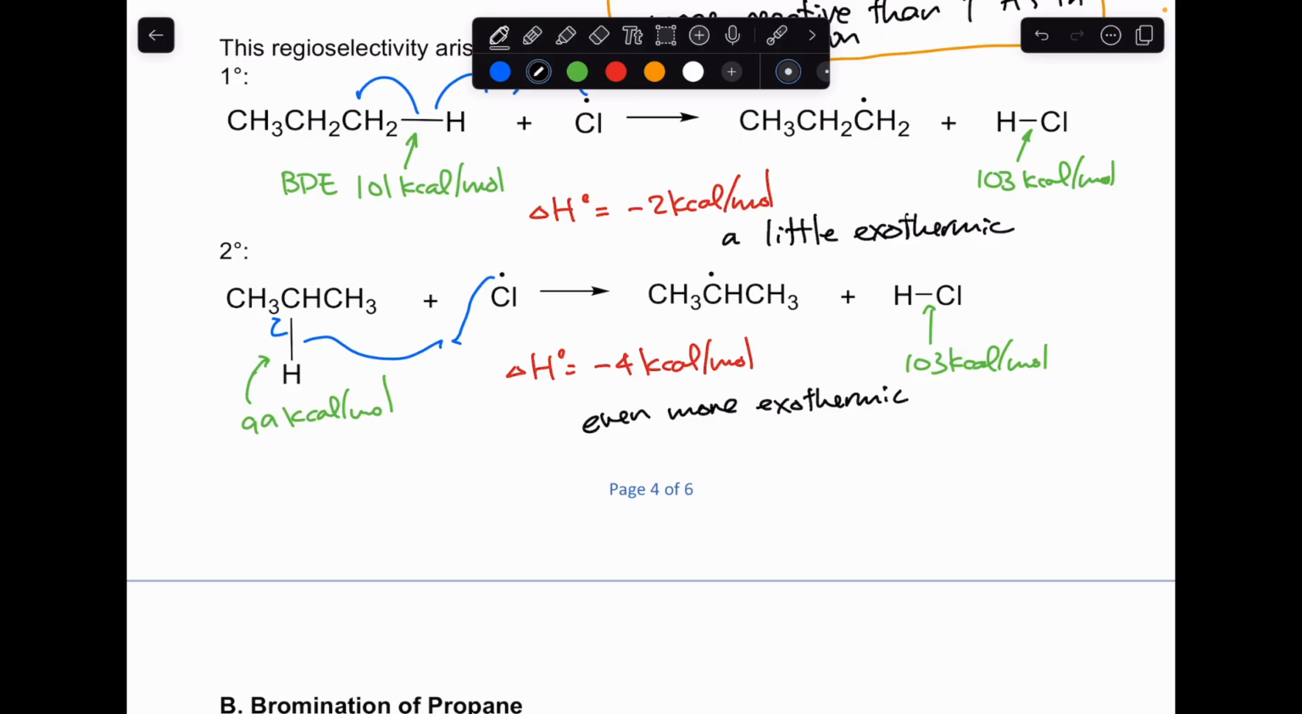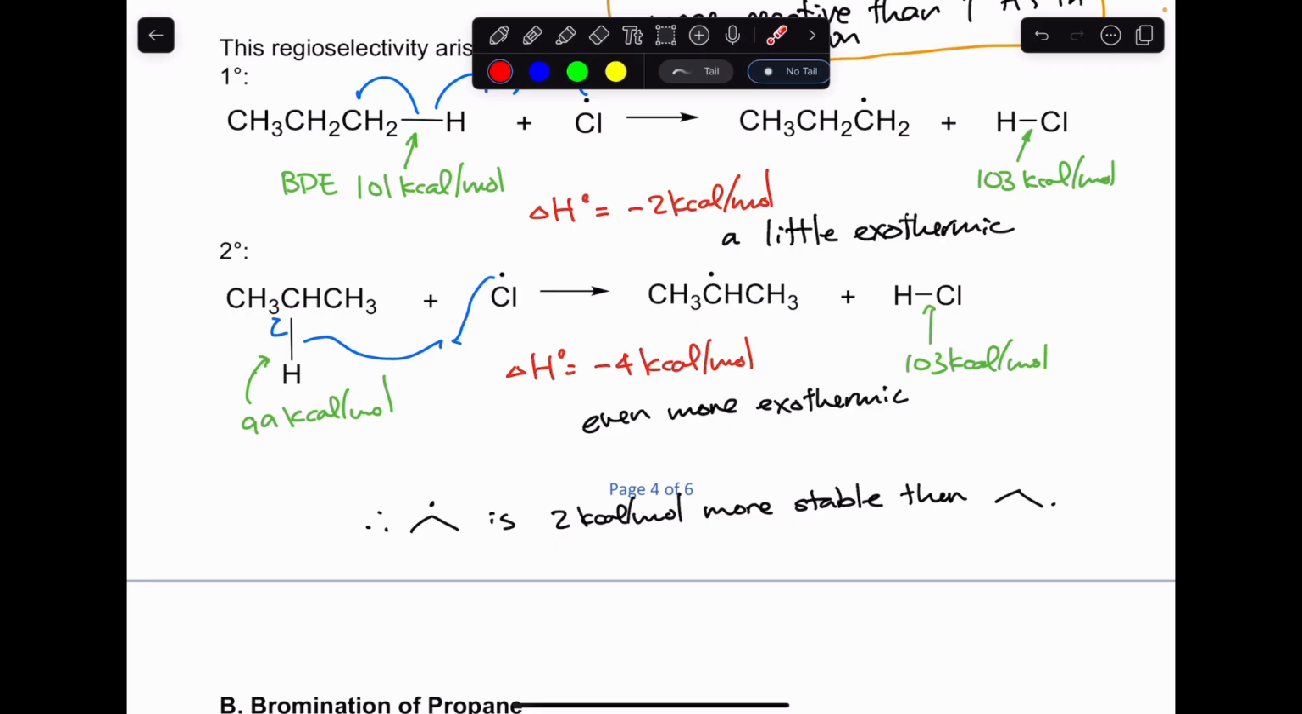Okay, and also this helps us conclude that secondary radical is about 2 kilocal per mole more stable than primary radical. How do we know? Because the secondary radical formation is that much more exothermic by 2 kilocal per mole.